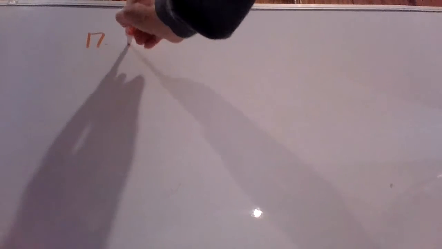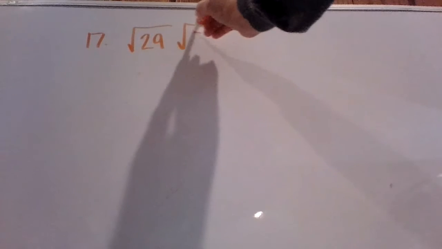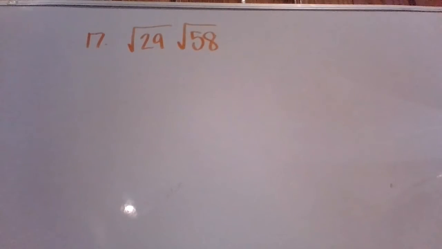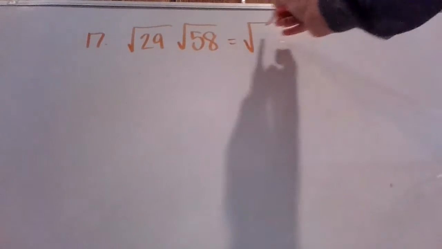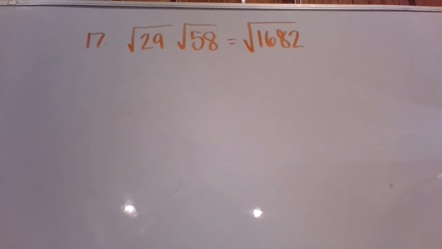Number 17. This is the square root of 29 times the square root of 58. Now, these are both really big numbers. I'm still going to go ahead and multiply them. 29 times 58 is the square root of 1,682. Well, I'm going to try to see if I can get a big perfect square to go into it.